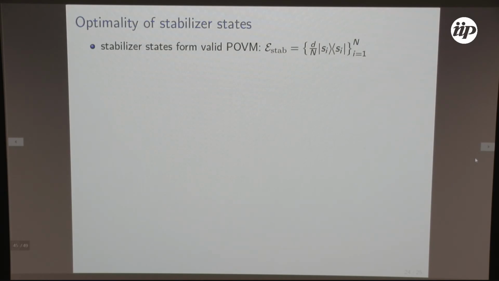And of course, I spent almost the entire half of the talk talking about stabilizer states. Well, no surprise, stabilizer states themselves form a valid measurement. You just have to renormalize them accordingly. And now you can ask yourself, well, stabilizer states are pretty structured. I mean, there's a lot of them, but they are almost classical. So how well does the collection of all stabilizer states actually fare at distinguishing two arbitrary quantum states?